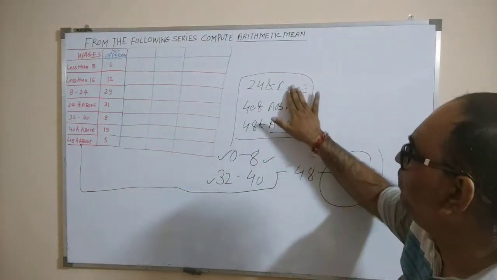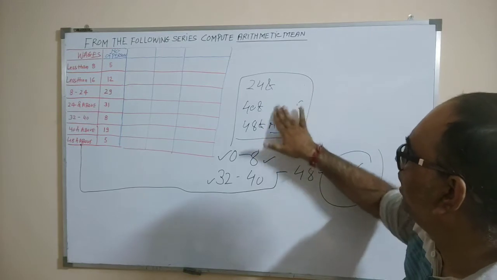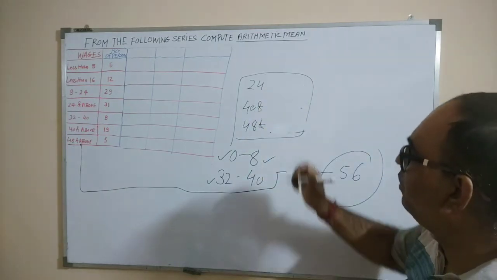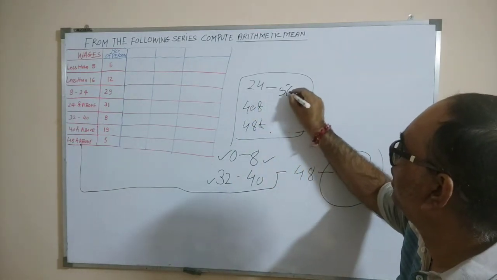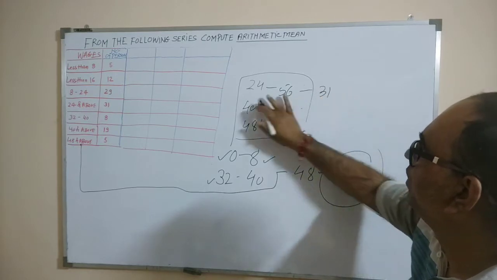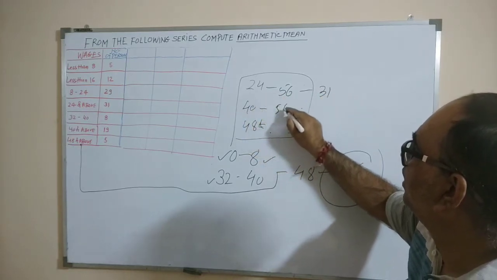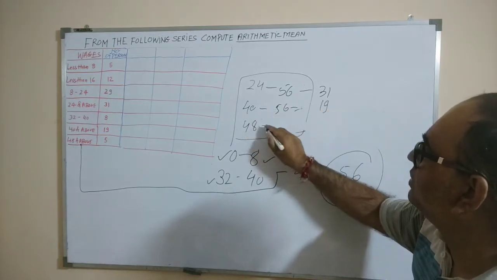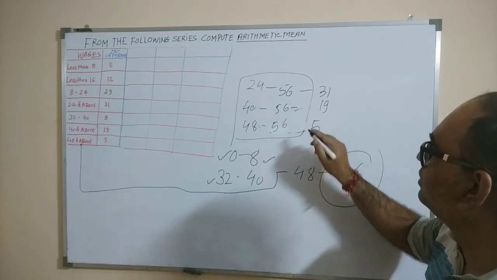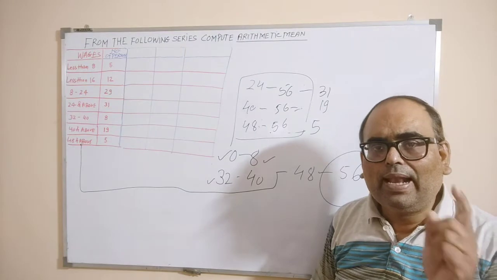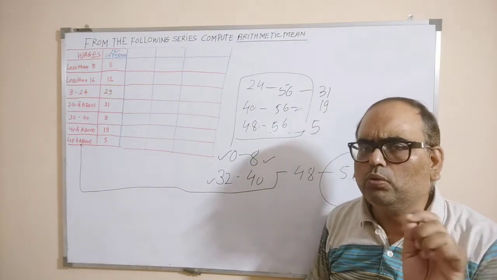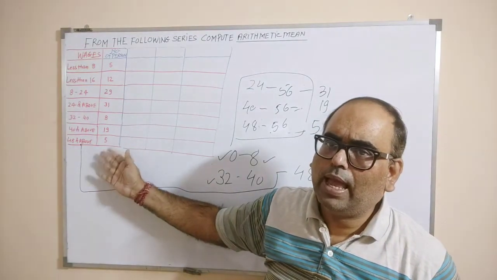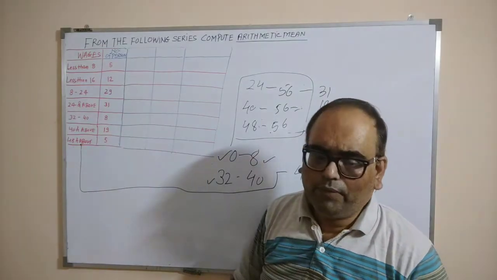So we can replace the above by the value we calculated, and the value is 56. So we can say that 24 to 56 is given to 31 persons, 40 to 56 is given to 19 persons, and 48 to 56 is given to 5 persons. After solving the less than and above values, we just need to simplify the frequencies and come to know about the wages. Let's start.